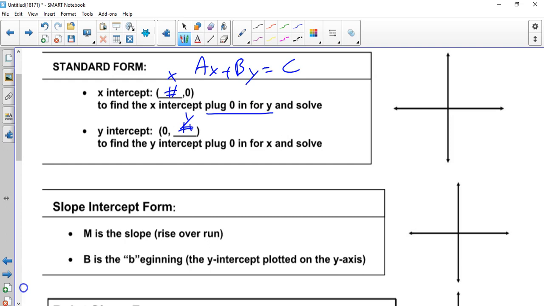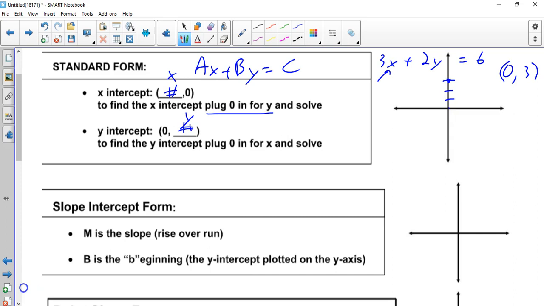So for example, if I had a problem like 3x plus 2y equals 6. If I plug in a 0 for x, right here, I would be left with 2y equals 6, which means y is 3. So that would give me the point 0, 3. 0, 1, 2, 3.